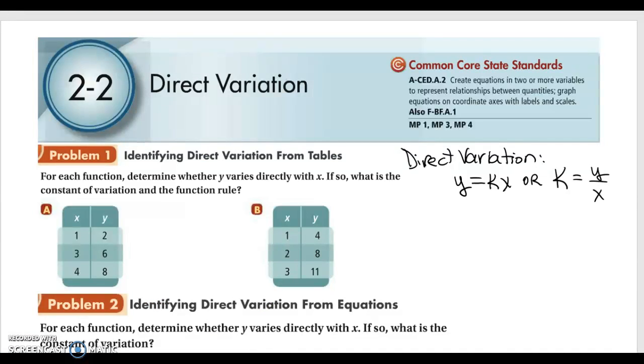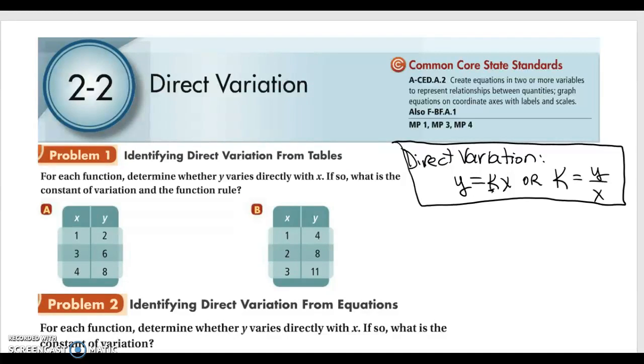So let's record these equations and try problem 1. Now that you're in your example packet, go ahead and write the direct variation equations next to problem 1. Direct variation is y equals k times x. Remember, k is going to be a number. Or that number k, the constant of variation, equals y over x. In problem 1, we're looking at two tables, and we want to know if y varies directly with x. If so, let's find that constant of variation and the actual function rule.